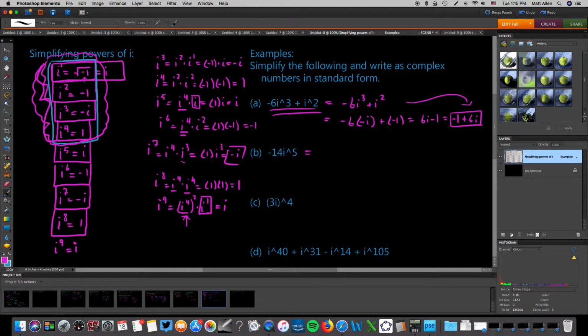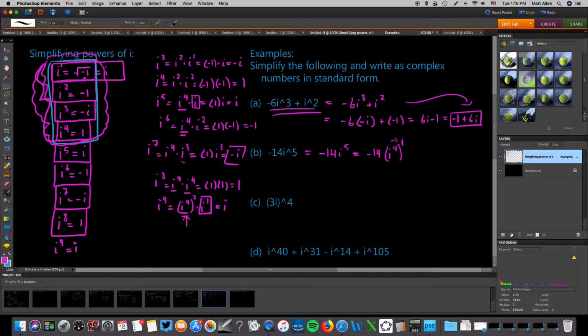So when we look at something like this, consider negative 14 i to the fifth. Now i to the fifth, that's bigger than i to the fourth. So whenever we end up with an exponent higher than i to the fourth, what we're going to do is split this up into groups of i to the fourth. So if you think about 5, how many groups of 4 could you make? If you had 5 of something, we could make one group of 4. So you're going to see me write this as i to the fourth to the first.